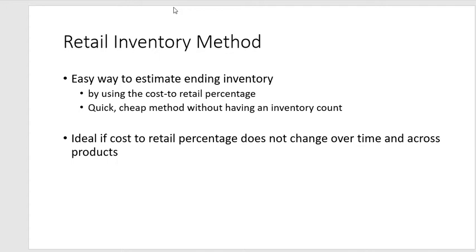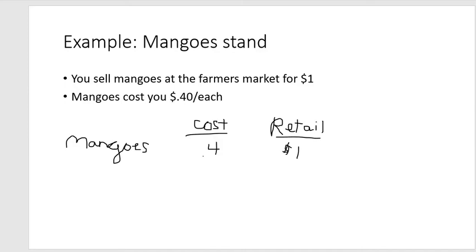I wanted to give you a brief overview of a very simplified example of the retail inventory method. People use the retail inventory method because it's an easy way to estimate ending inventory by using the cost to retail percentage. It is a quick, cheap method without having any inventory counts. So we're just estimating or approximating inventory with this method. And it's ideal if the cost to retail percentage does not change over time and across products. You wouldn't want to have multiple products at different retail percentages because that would throw off your calculations and your ending inventory. So let's bring up this example.